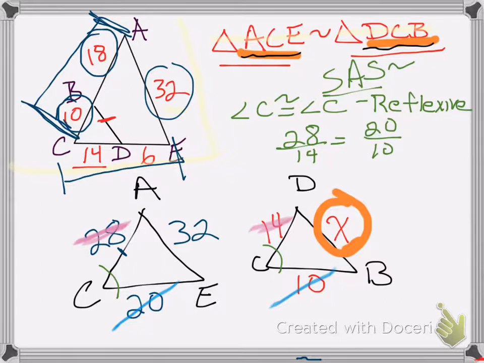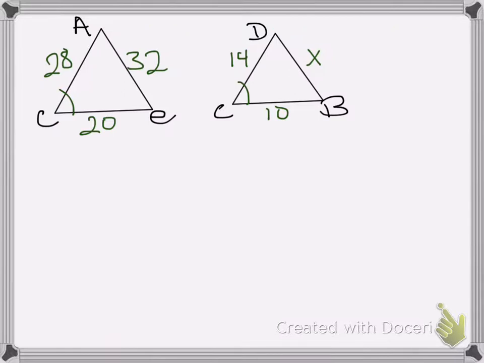28 divided by 14 is 2. 20 divided by 10 is 2. We just check to see that they're proportional. We've already said the angle is congruent, so now we've proved side angle side. So, we just proved the two triangles were similar by using side angle side.